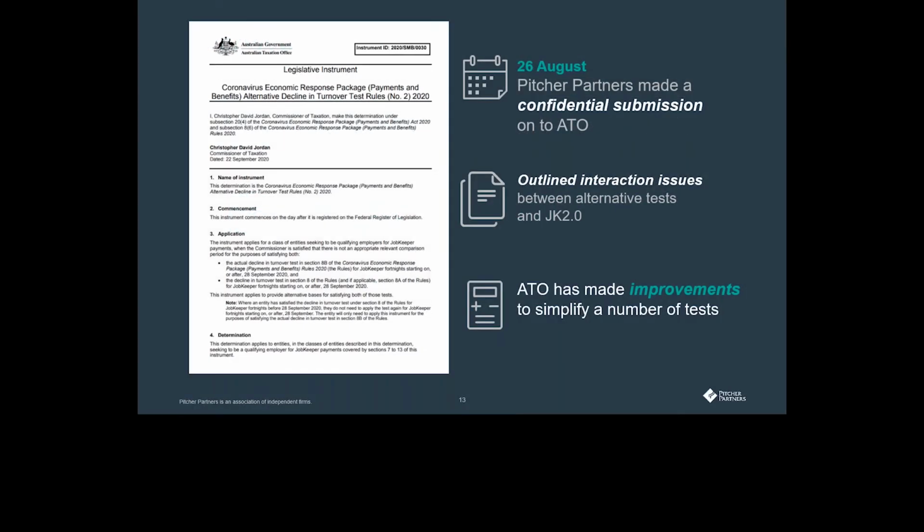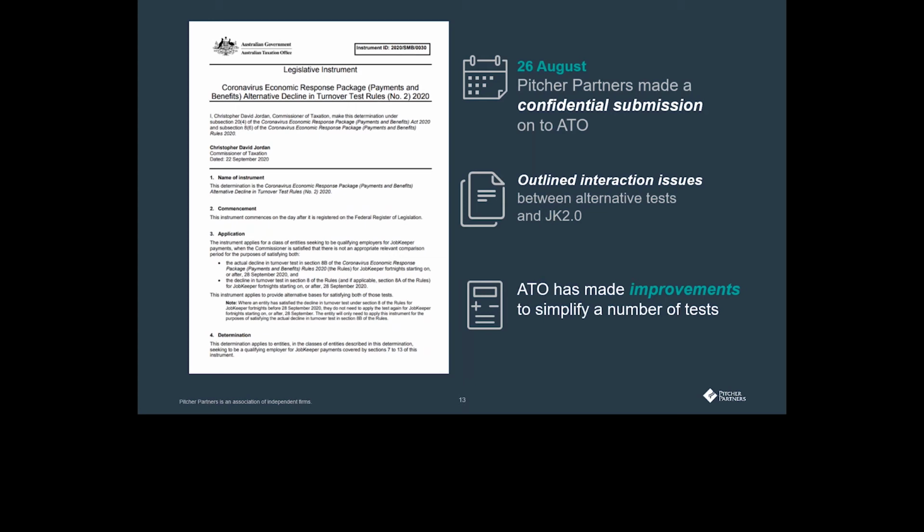Now, Pitcher Partners reviewed those alternatives coming into JobKeeper 2, and we noted that there was a lot of the provisions in that legislative instrument that didn't actually work under the proposals of JobKeeper 2. So we proactively in August sent a submission to the ATO, a 15-page submission, and we outlined all the interaction issues that we believed would occur under JobKeeper 2.